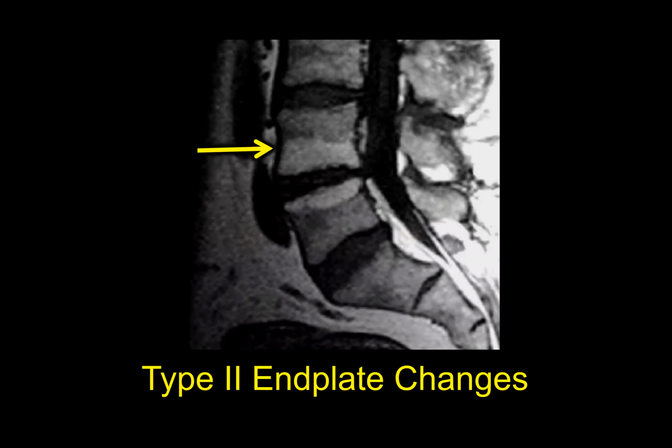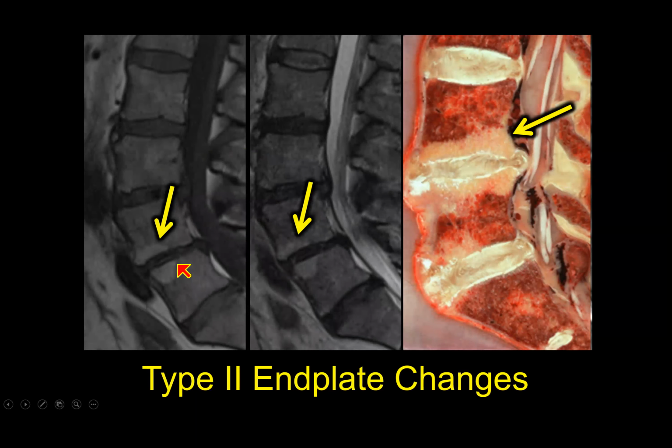The type 2 end plate changes that we see are going to be bright on T1 and T2, like fat. So here's type 2 end plate changes. We see it's very bright here in the T1, similar to fat at that level. Another example here is a T1 and a T2 and a nicely correlating pathology specimen. We see very bright T1 signal intensity within the end plates, and it's also bright on T2, looks almost exactly the same. And here you see, correlating nicely, the fatty changes in the end plate.